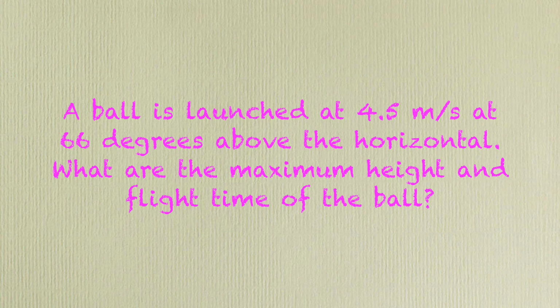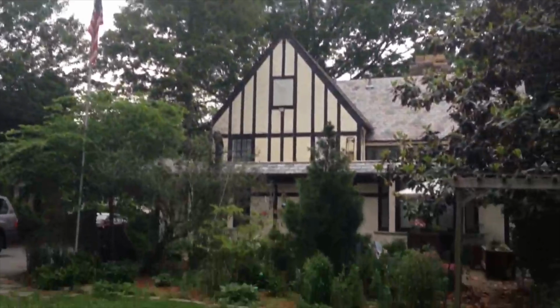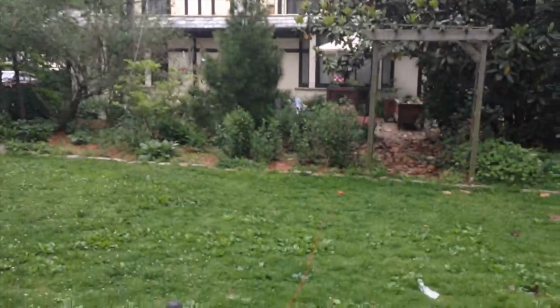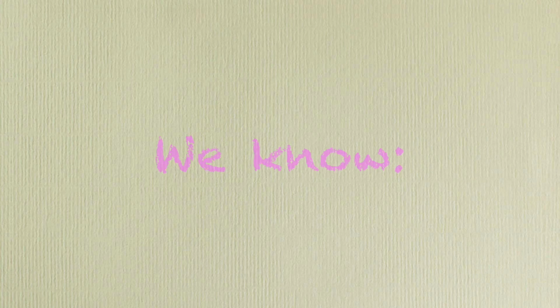A ball is launched at 4.5 meters per second at 66 degrees above the horizontal. What are the maximum height and flight time of the ball? Yi equals 0.0 meters, Vi equals 4.5 meters per second, theta equals 66 degrees, Ay equals negative g, or negative 9.8 meters per second squared.